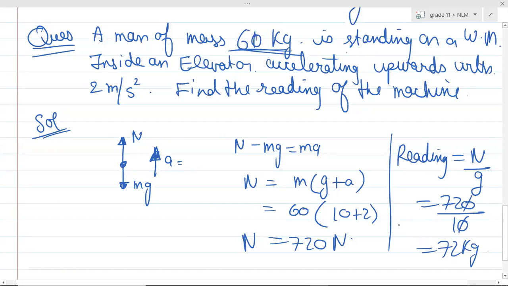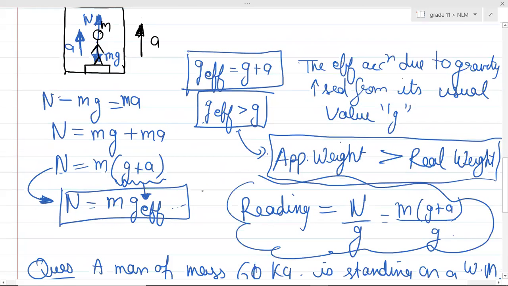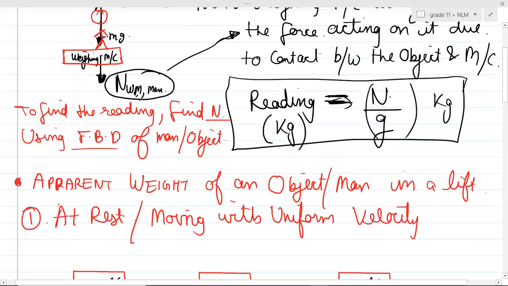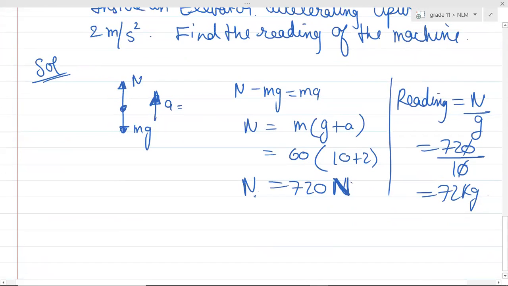Once again, sir, N is the normal force, right? Upwards. This is the normal reaction, and this is in newtons. Why N by g? Because the reading is basically the normal reaction divided by g. Is it a rule or something? I just taught this, the first concept for exactly this. Okay.